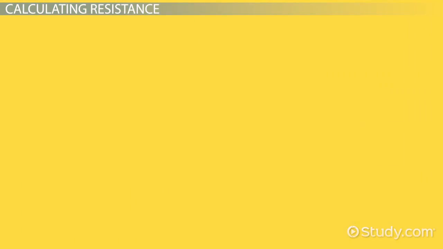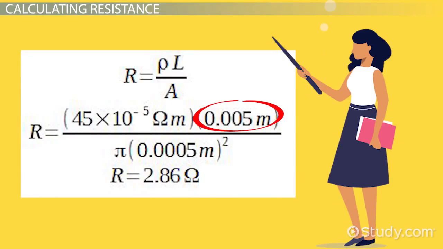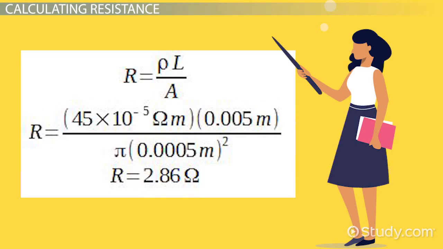Here's an example of calculating the resistance of a carbon resistor that measures 0.005 meters, 5 millimeters long, with a diameter of 0.001 meters, 1 millimeter. This particular carbon resistor has a resistivity of 45 times 10 to the negative 5 ohm meter. So basically, we multiply that resistivity by 0.005 meters and divide that by pi times 0.0005 meters squared. As we can see, this carbon resistor has a resistance of approximately 2.86 ohms. Notice that the symbol for ohms is the big Greek letter omega.